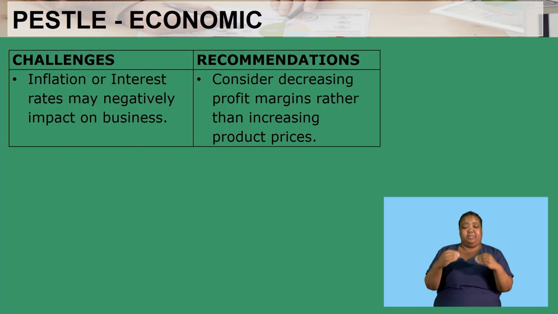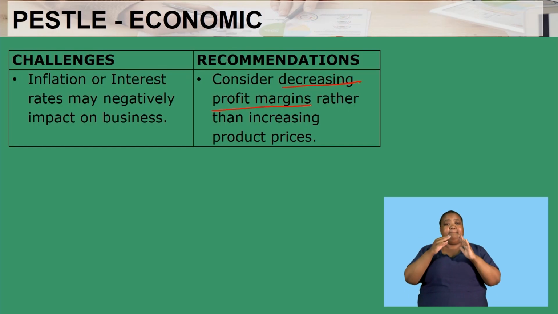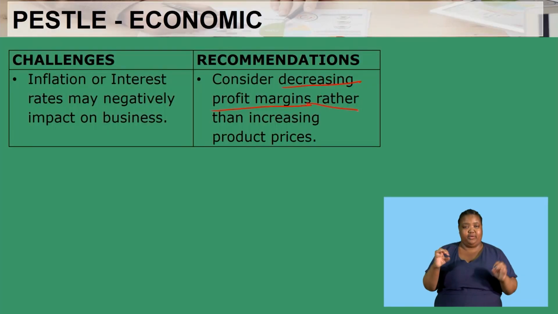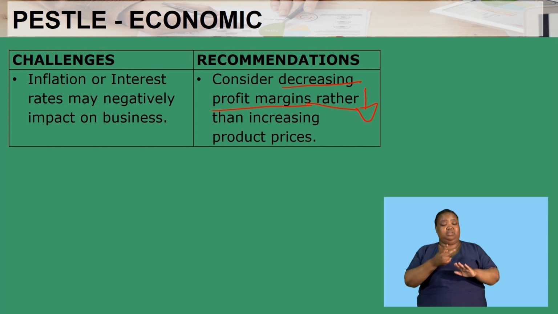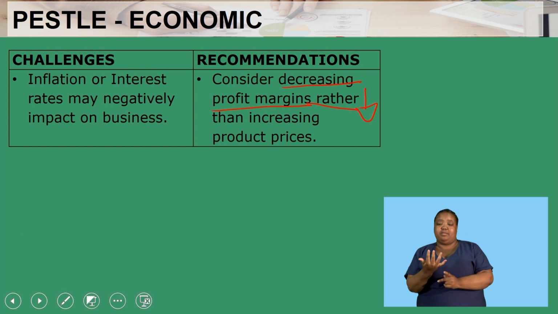As you know, the inflation rate can increase. You've got your repo rates that are increasing. So all of that can negatively impact on businesses. So what should a business do? They need to consider decreasing the profit margins rather than increasing product prices. Why? Because sometimes they can increase the price of the product, but still we're not making any profit because the customers cannot afford the prices. So rather, let us decrease our profit margins, but hopefully it makes business sense. So you can decrease the profit margin, but not increase the price of the product.